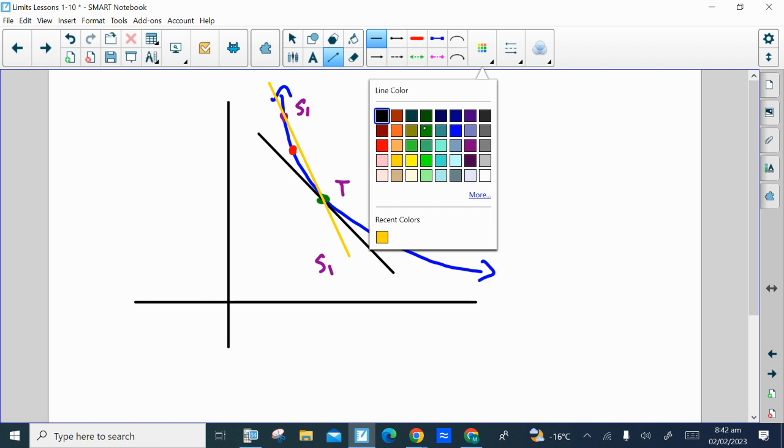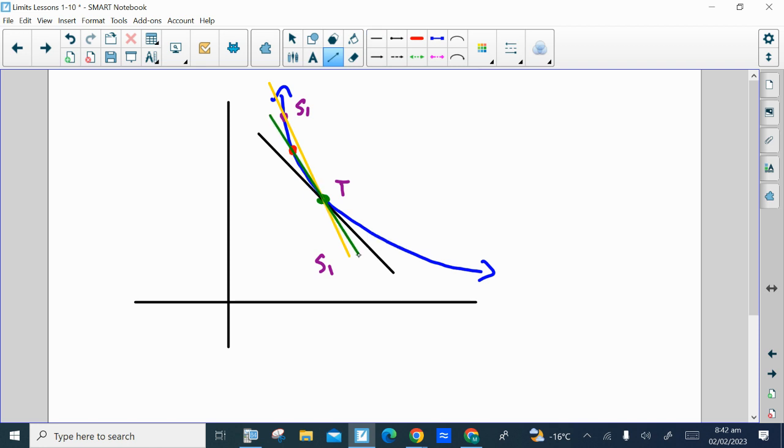Again, I'll change colors here. And obviously, that's a different line. That would be secant line 2, because it would be from secant point 2 to T. Now that's going to have a different slope than the first secant line. You can see that they're going at a different angle. And then we would calculate that slope.